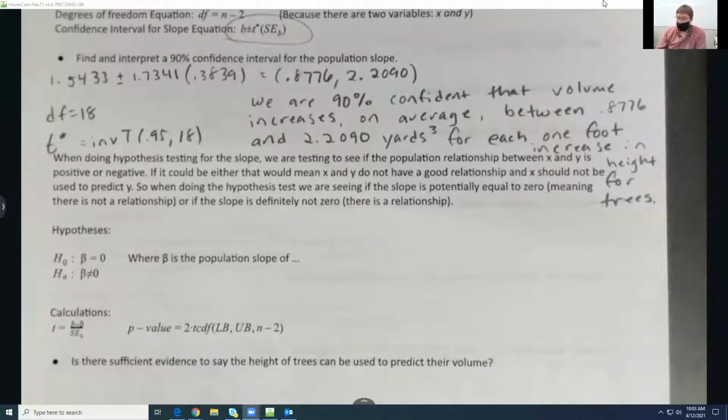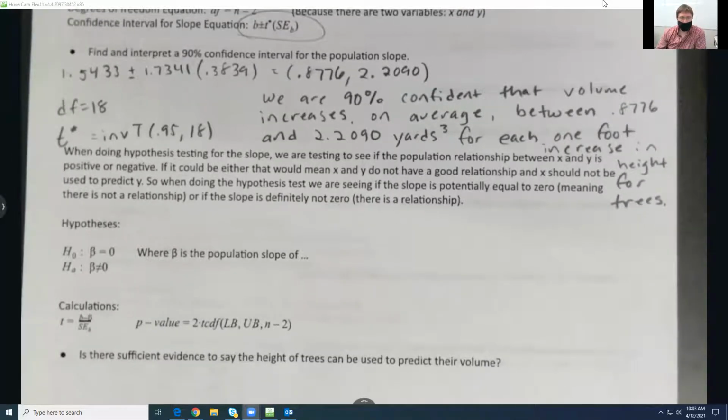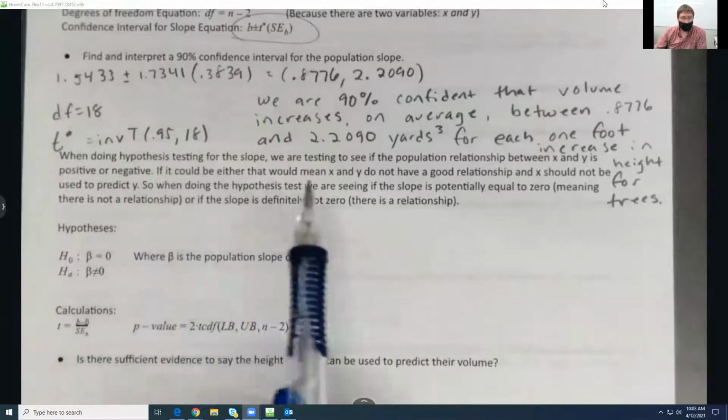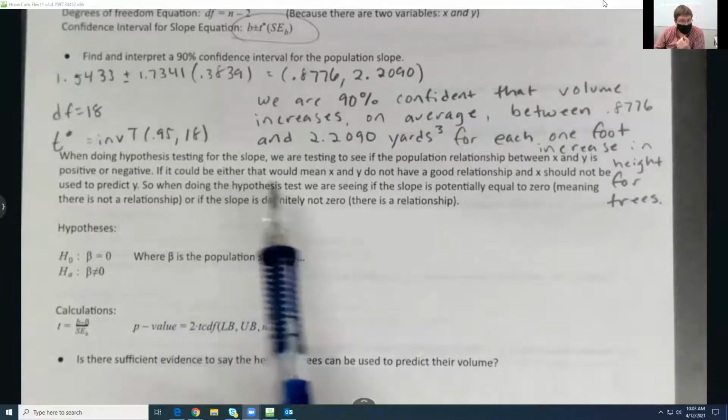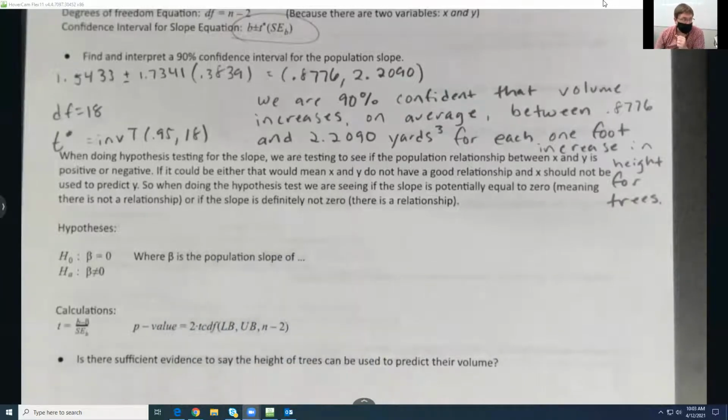All right, for this last part here where we're doing our hypothesis test. When doing a hypothesis test for the slope, what we're testing for is to see if the population relationship between X and Y is positive or negative. Meaning, we're looking for some sort of change or difference between those two variables, right? Just like we've been doing with our chi-squared, just like we did with unit 7 when we had all those percentages. So we're testing for that. If it could be either one of those, that would mean X and Y do not have a good relationship.